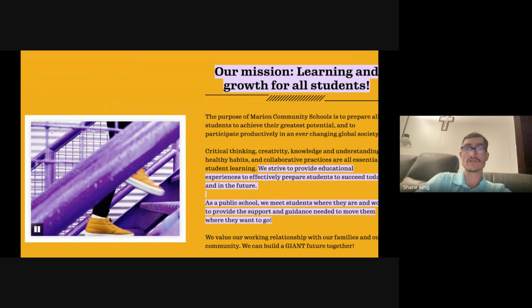Learning and growth for all of our students. If our budget does not allow us to pay for heating or air, that will affect student learning. My job is to align our budget with the safety and educational ability of all of our students. We need to make sure our budget is aligned with our school mission and vision statement, and that is the learning and growth for all of our students.